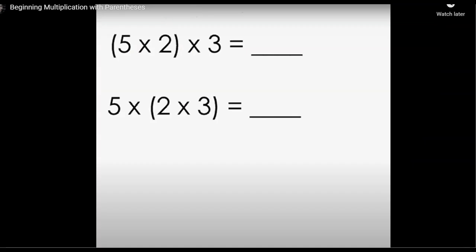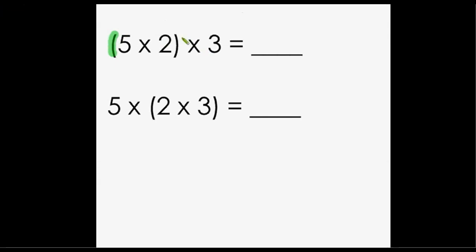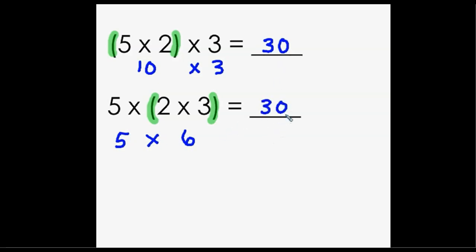Now, our multiplication problems have parentheses. These are parentheses. Parentheses tell us to do that part first. So for this one, 5 times 2 times 3, I start with 5 times 2. 5 times 2 is 10, times 3. 10 times 3 is equal to 30. Down here, again, parentheses first. 2 times 3 is equal to 6. 5 times 6 is equal to 30. The answer is the same, but we get to that answer a different way.